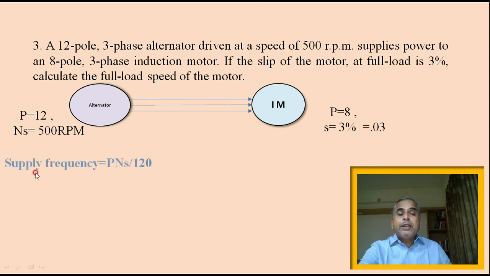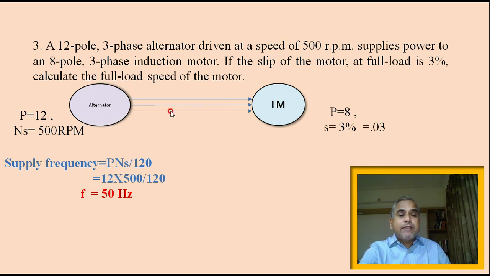Therefore, the supply frequency is PNs by 120. The synchronous speed of the alternator is given, and the number of poles of the alternator is given. Therefore, the frequency of the generated voltage you have to calculate as 12 into 500 divided by 120, that is F is equal to 50 Hz. Means the frequency of the generated voltage is 50 Hz. That same frequency is given to the induction motor. The supply frequency of the induction motor is nothing but 50 Hz. Therefore, I am writing F is equal to 50 Hz for the induction motor.